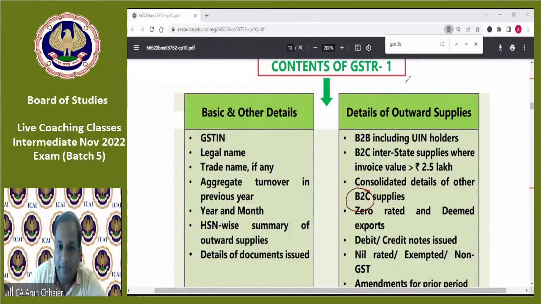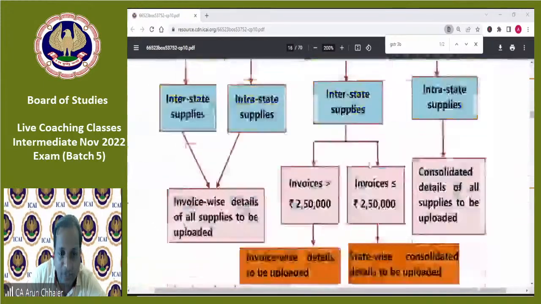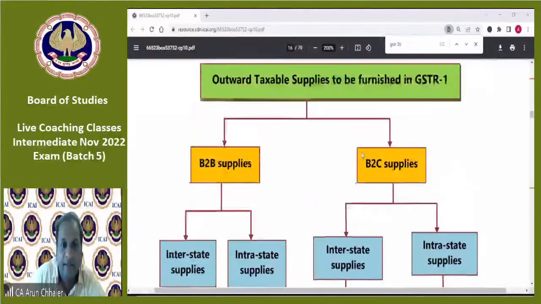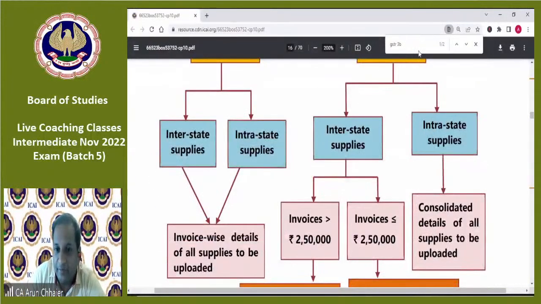The B2C supply. Let me move to a flow chart which has been made. Outward taxable supply to be furnished in the GSTR1: if it is a B2C supply and if it is interstate, more than 2.5 lakh, it will come in table 5.